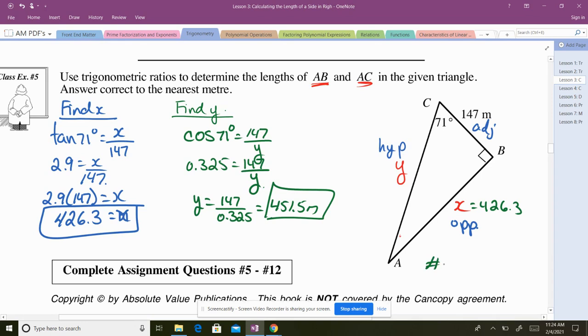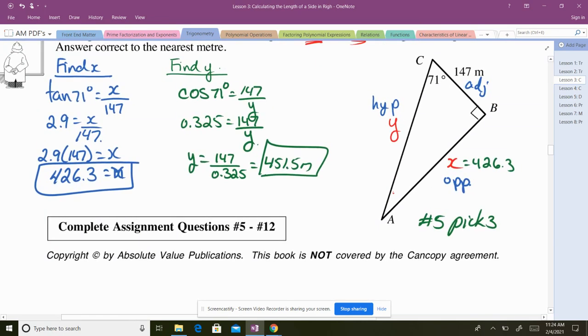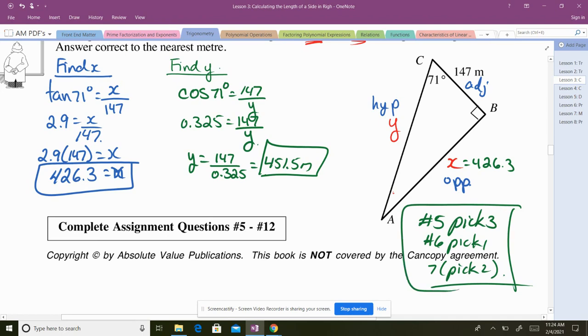So here's what you're doing. I'm giving you lots tonight. Number 5, pick 3. You can do all of number 5 if you want lots of practice. Number 6, pick 1. Again, you can do all of number 6 if you want more practice. Number 7, pick 2. Again, if you want more practice, do them all. Okay?